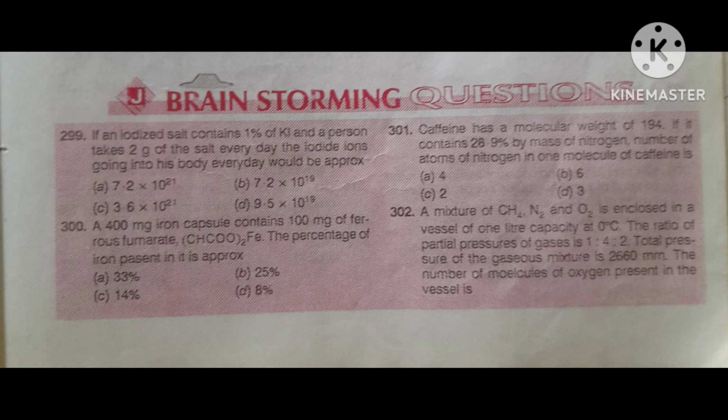Again, one more time I am reading the question. A 400 mg iron capsule contains 100 milligram of ferrous fumarate. The percentage of iron present in it is approx. First 33%, second 25%, third 14%, fourth 8%.